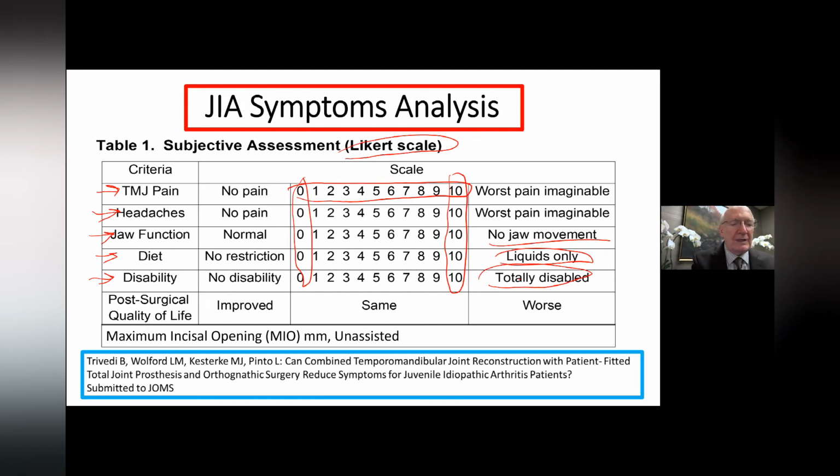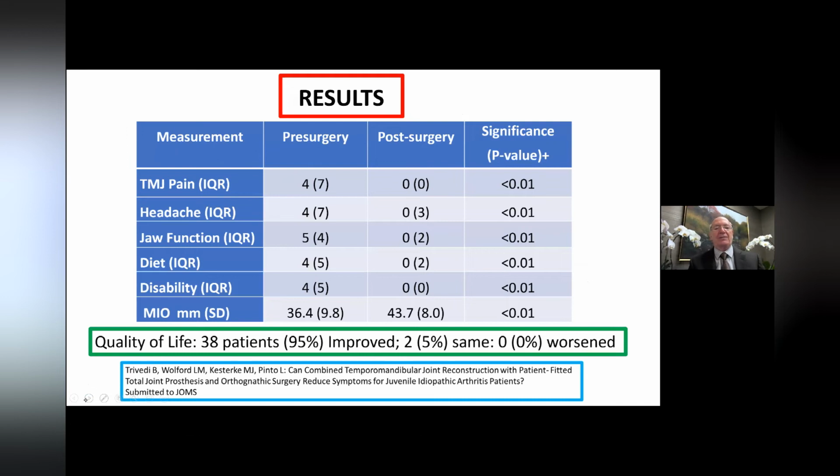The other factor we looked at is post-surgical quality of life. And the patients were asked at the longest follow-up if their quality of life was improved, if it was the same, or if it was worse. The other thing we looked at was the incisal opening, how wide they could open their mouth pre-surgery compared to post-surgery. So this was the results of that study.